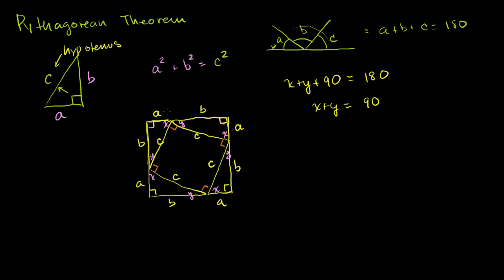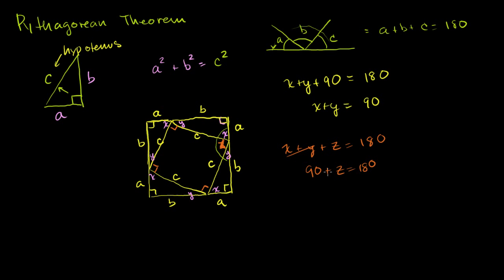Now, if you look at this point right here on our diagram, you can see that angle X plus this angle right here, which I'll call angle Z, plus Y is going to be equal to 180 degrees. They form a line. So X plus Y plus Z is equal to 180. Now we already know that X plus Y is equal to 90. So this is equal to 90. So 90 plus Z is equal to 180.